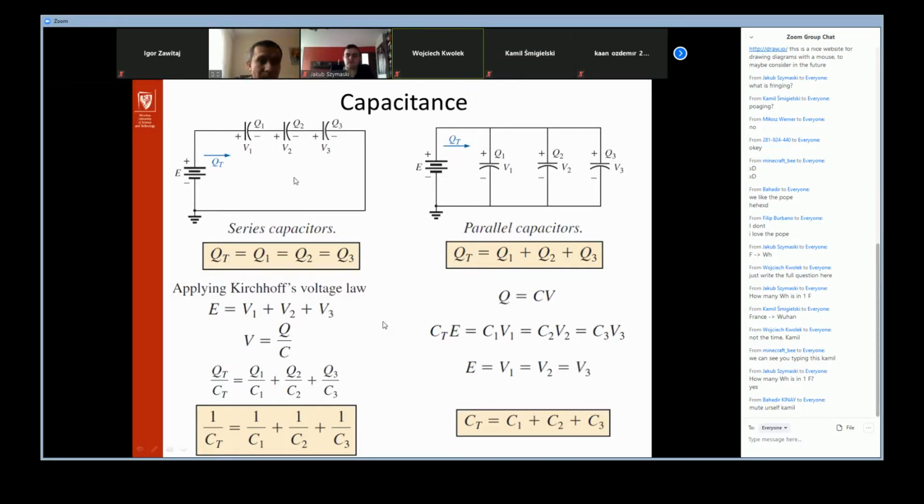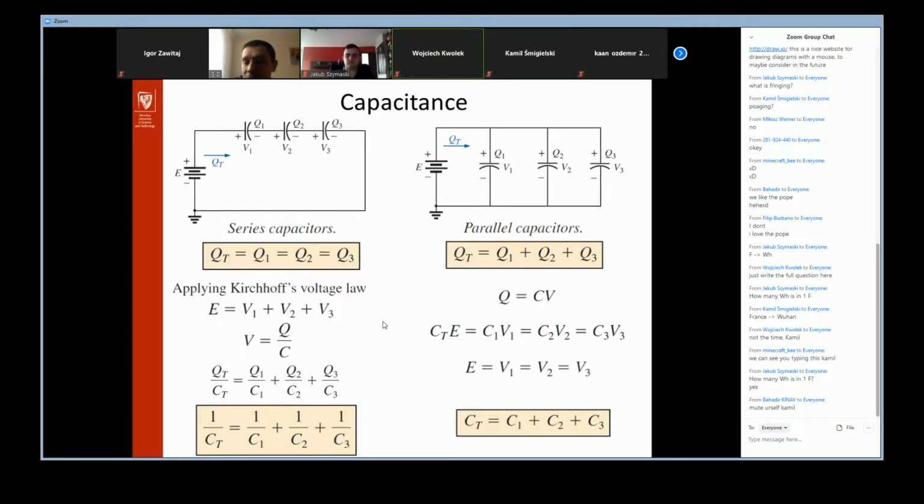If we have capacitors which are connected in series, the total charge is the same for any of the capacitors. So that's why we can say that for series connections, the reciprocal of the total capacitance is equal to the sum of the reciprocals of each capacitance.